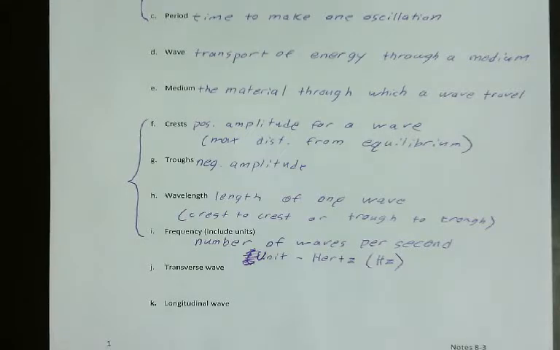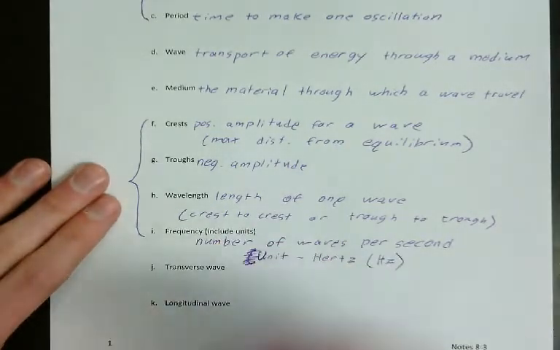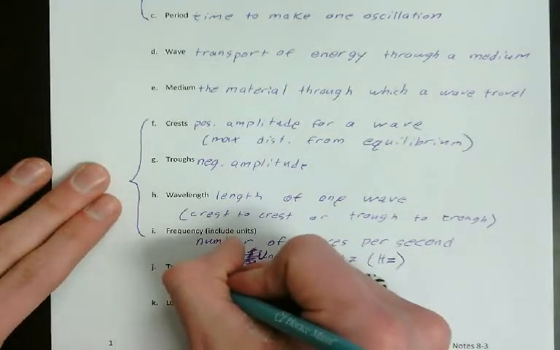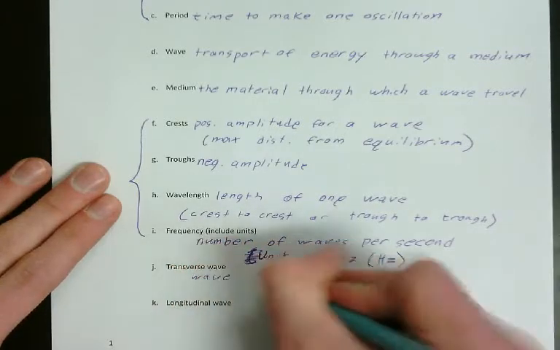All right, almost done here. Let's knock them out. Last two. Transverse wave and a longitudinal wave. So a transverse wave is where the wave travels forward and the particles travel perpendicular. And a longitudinal wave is where the wave travels forward and the medium particles travel parallel. That makes no sense. Just write it down. I'm going to show you what each of them looks like. Then it'll make sense. So wave travels forward.